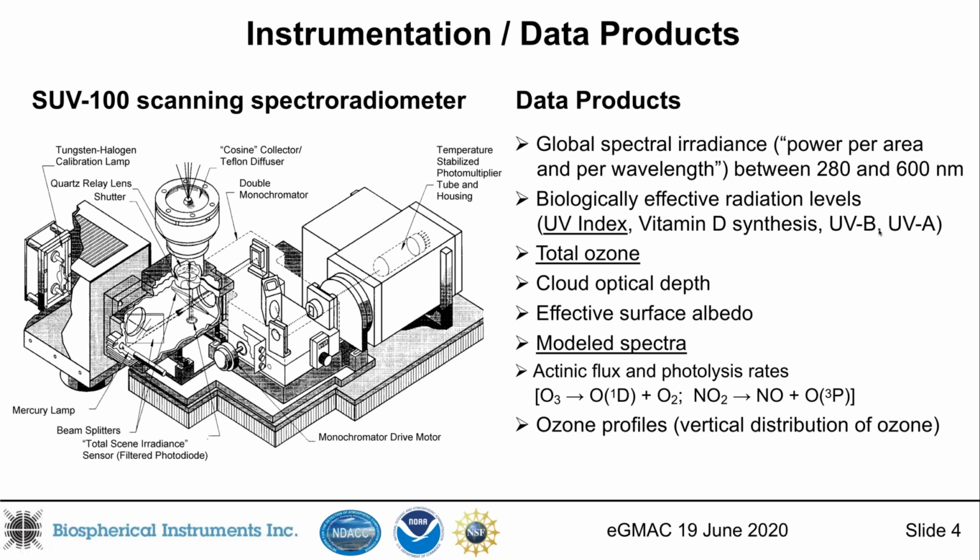The instruments that we use are SUV-100 scanning spectroradiometers, and the principle is very simple. Light enters a cosine collector, gets dispersed in a double monochromator, and is detected in a photomultiplier. The main measurement is the global spectral irradiance between 280 and 600 nanometers, with 280 to 400 nanometers, of course, being the UV. We retrieve many data products from those measurements. My focus in my talk today will be the UV index, which is basically a measure of the part of the UV spectrum that causes sunburn, and the total ozone column.